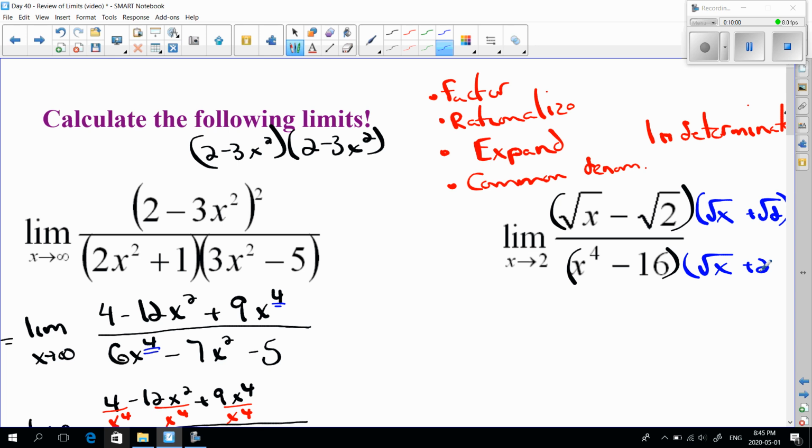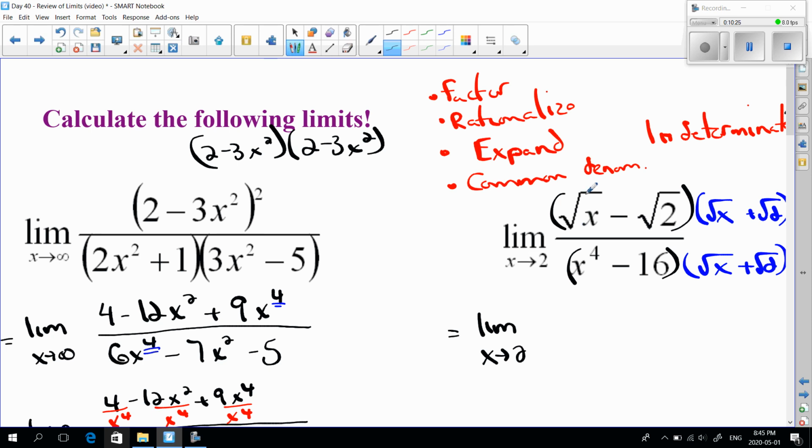I'm also going to factor the denominator, the x to the fourth minus 16. Now keep in mind, the reason I want to do this is because I want to get a factor from the numerator and the denominator to cancel. I want to get rid of that discontinuity essentially. We're going to talk about discontinuity on the next slide.